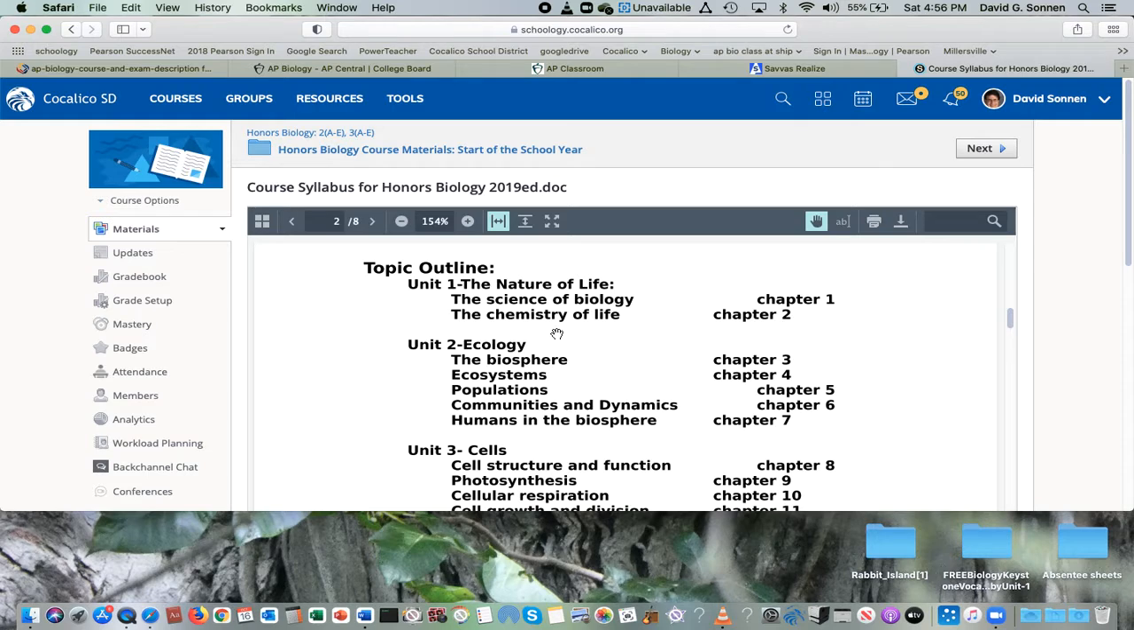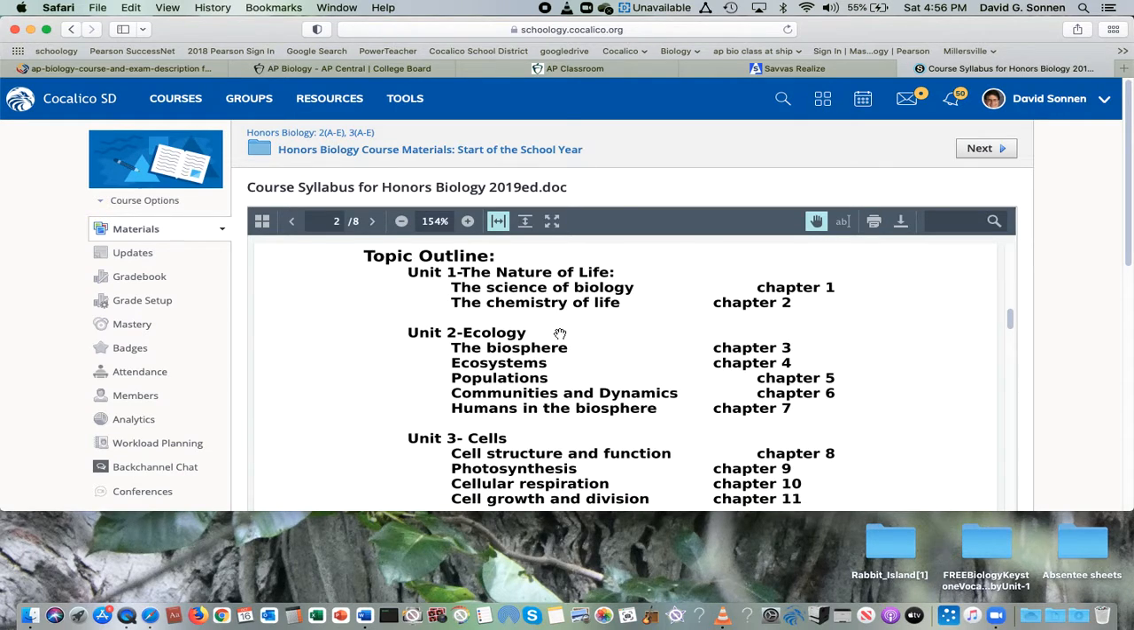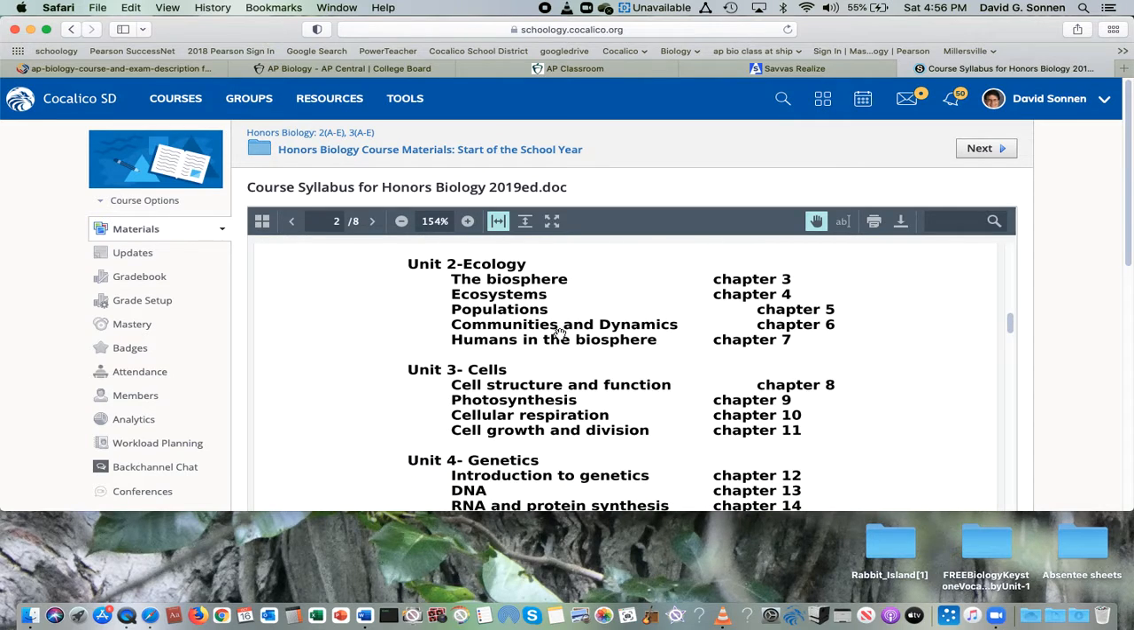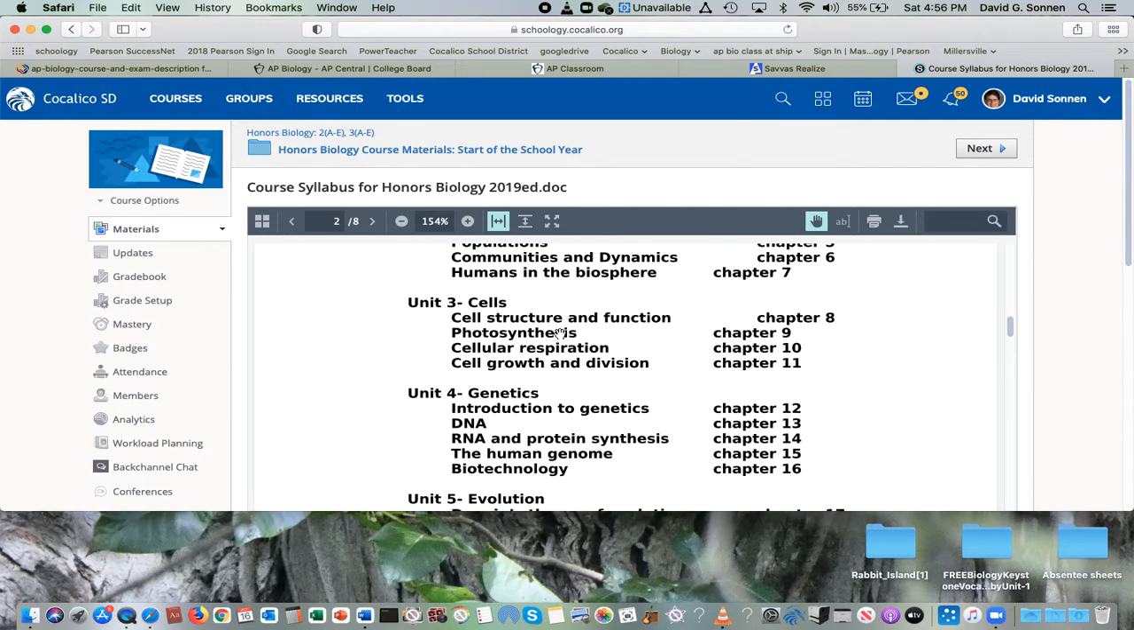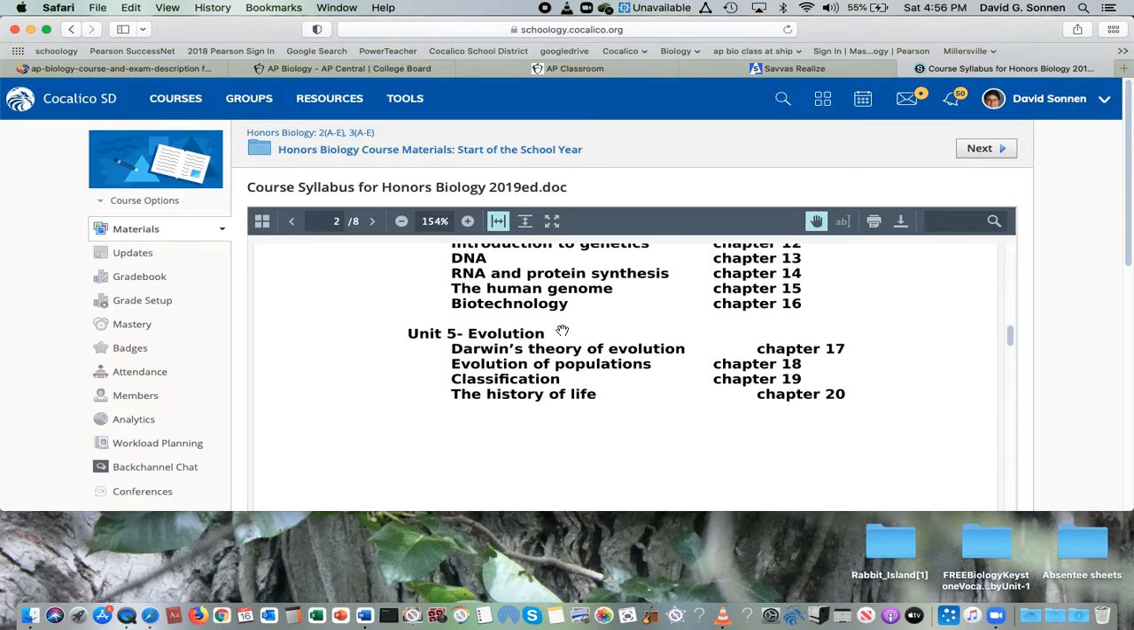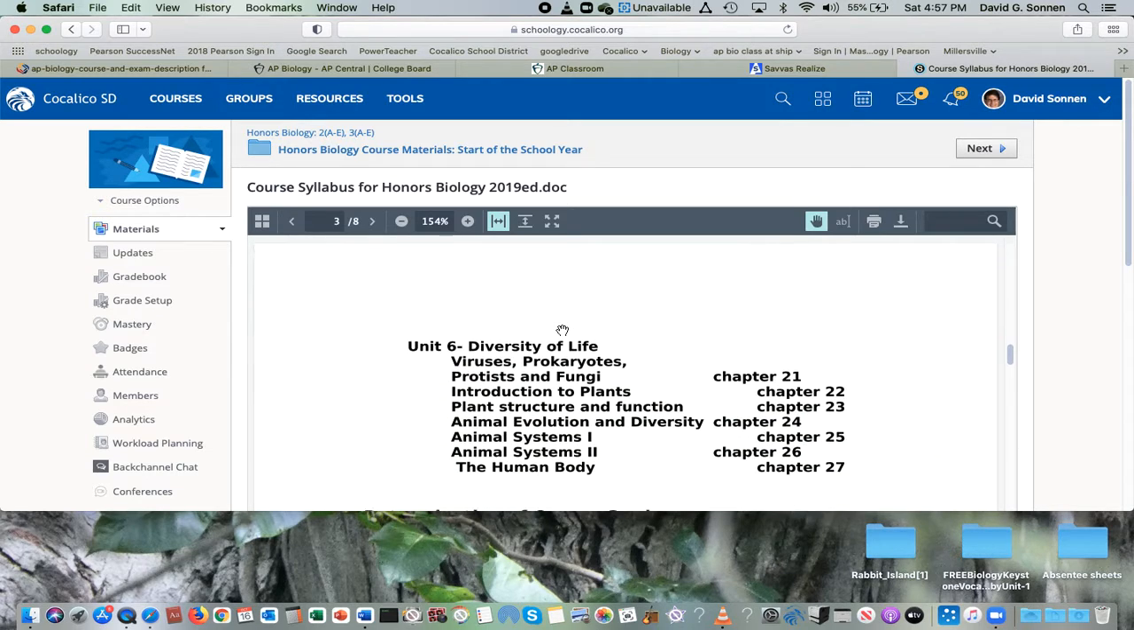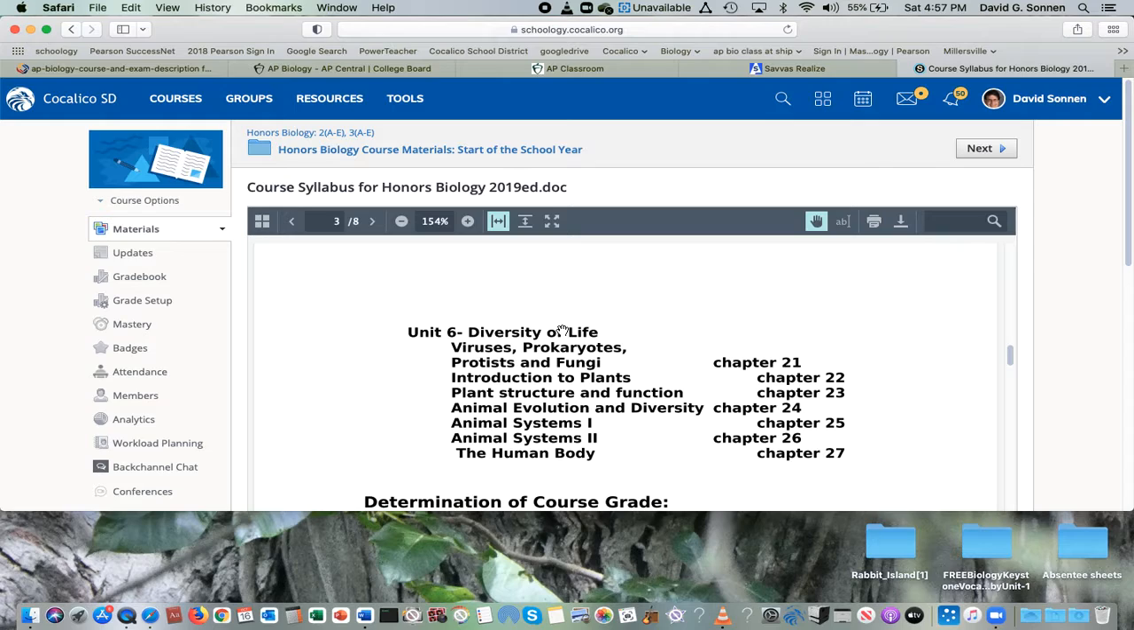We're currently in Unit 2, but you can see we start out the year with some general biology and organic chemistry. Currently looking at ecology right now, about halfway through that unit. We're going to move on to cells and cell processes, and then genetics, biotechnology, and then evolution, looking at both organismal and genetic change over time. And then toward the end of the course, we'll look at the diversity of living things.